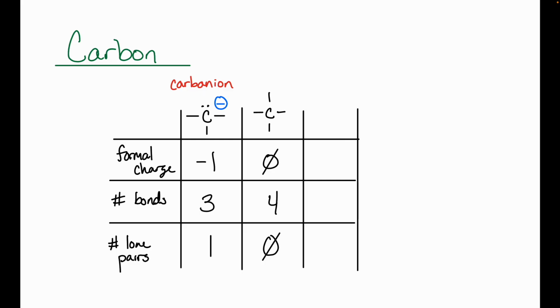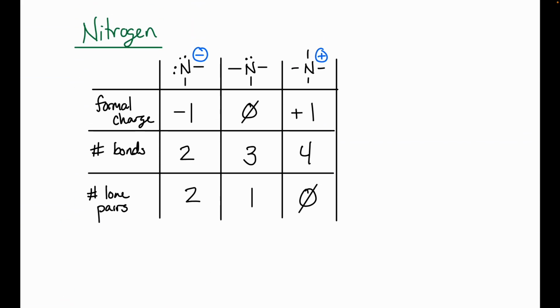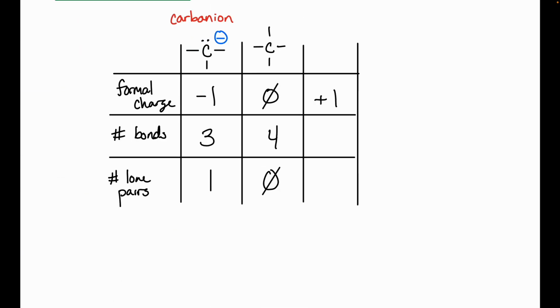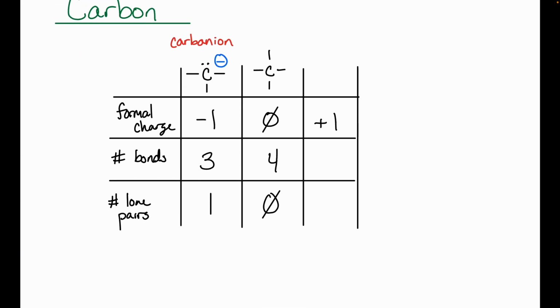But this last column here, carbon with a +1 formal charge, is one that we see quite often, but it's going to break all these trends that we've been seeing up until this point. First of all, previously what we were doing was taking a lone pair and turning it into a bond. Well, we can't do that here. We don't have any lone pairs to work with.